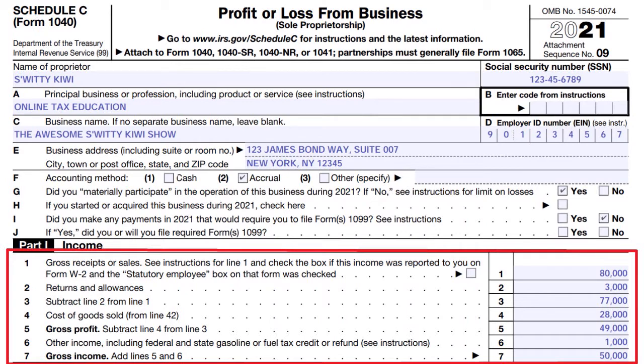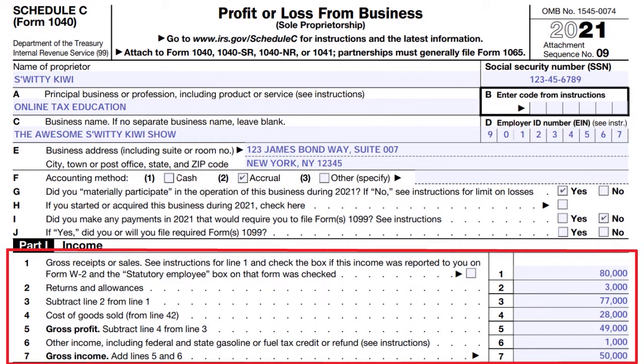This could be here. So in our case, we made $80,000 worth of sales. We got returns of $3,000, and so when you subtract line 2 from line 1, you have $77,000. Cost of goods sold, $28,000. Those numbers are all made up, but I will explain to you where they came from later on. But yeah, so the gross profit, you actually subtract your COGS, your cost of goods sold, from your sales, 77,000, that's 49,000.